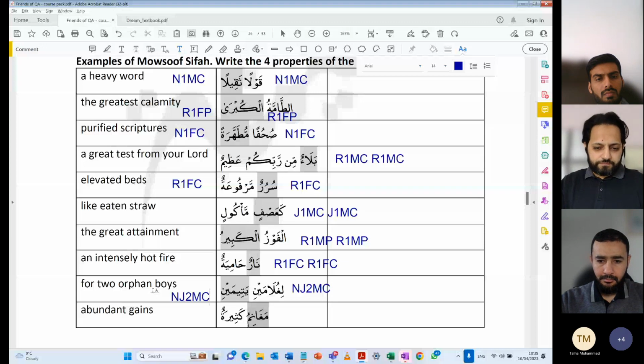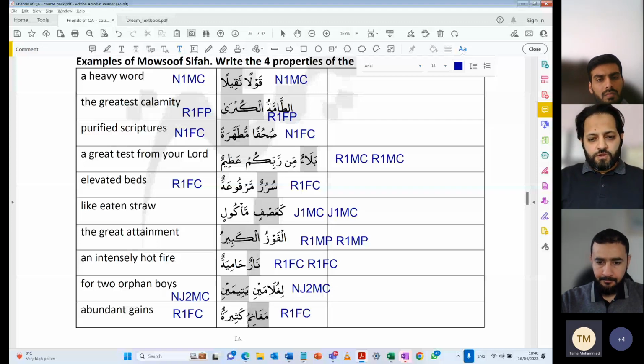Maghanimu kasiratun. So you have Rafa, singular, masculine, common. Maghanimu is gains. Rafa, singular, feminine, and common. And kasiratun is Rafa, singular, feminine, common. Yeah? Clear? Yes. Good.